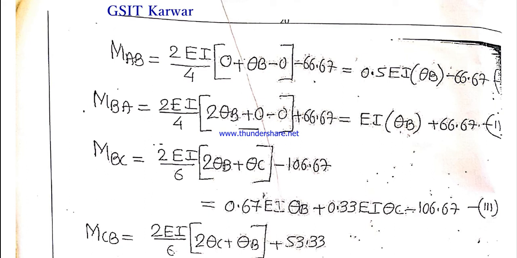Here 2 theta B is not equal to 0, so keep it as it is, and plus 0 because theta A is equal to 0 and delta is equal to 0. And the fixed end moment we calculated, that is, fixed end moment BA is equal to 66.67, so you can substitute here and solve this equation. You are getting this equation number 2.